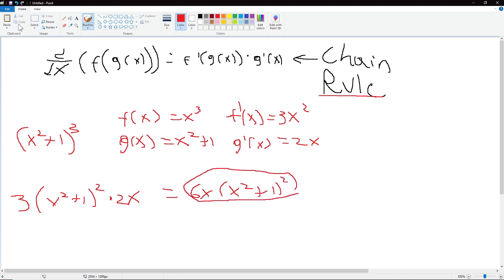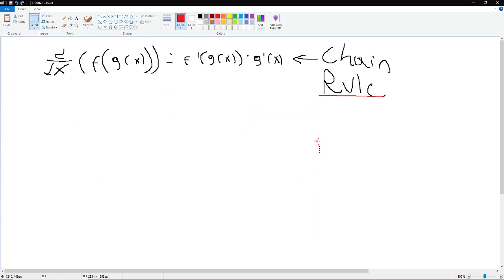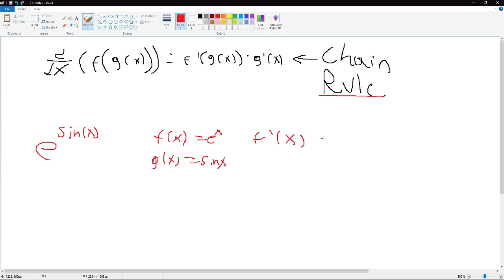There we go. So now we can do another example of this. Say we have something like e to the power of sine of x. What we can do is we can see that our f of x is e to the x, and our g of x is sine x. That would make our f prime of x also be e to the x, and that would make our g prime of x be cosine x.